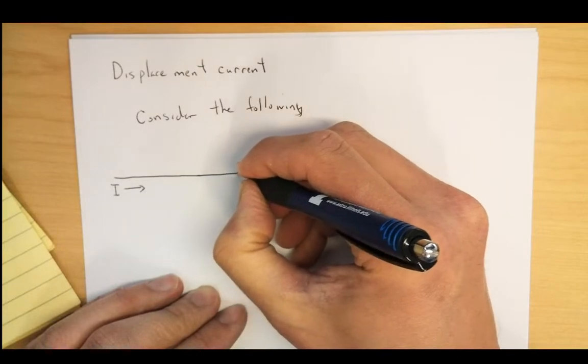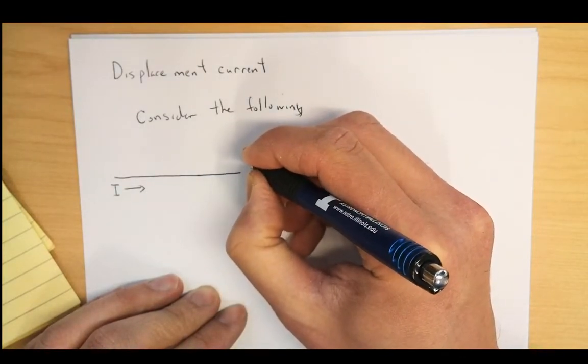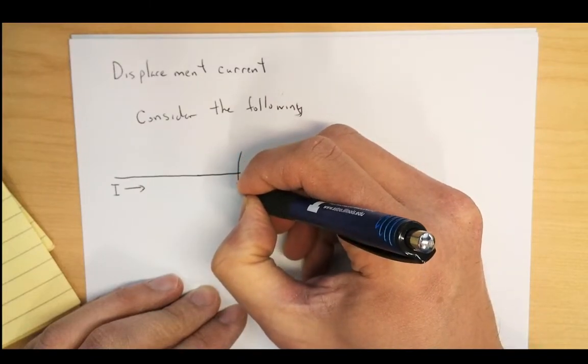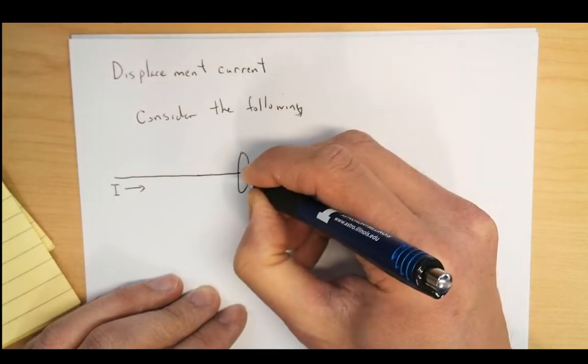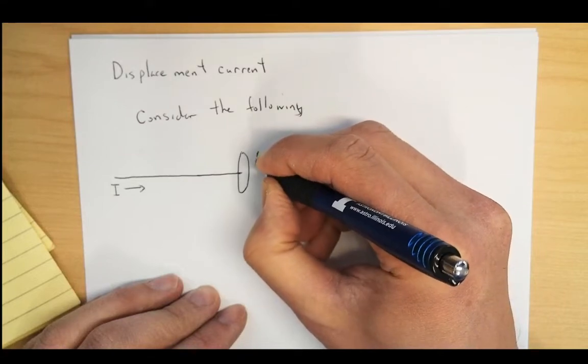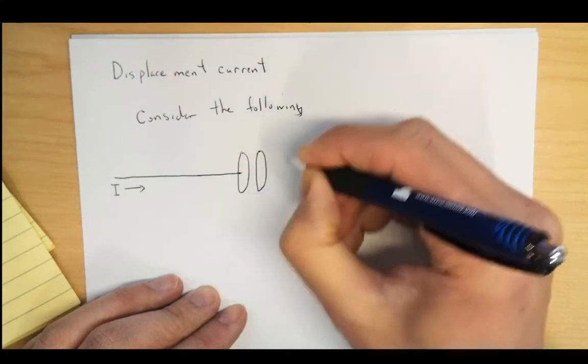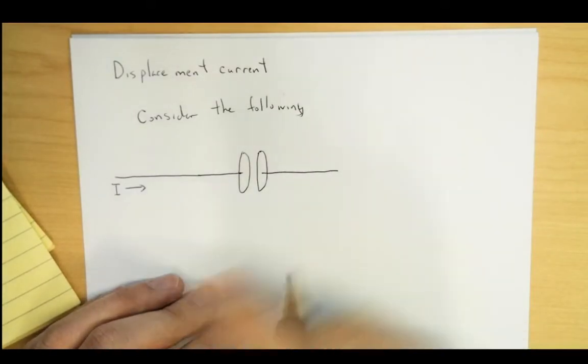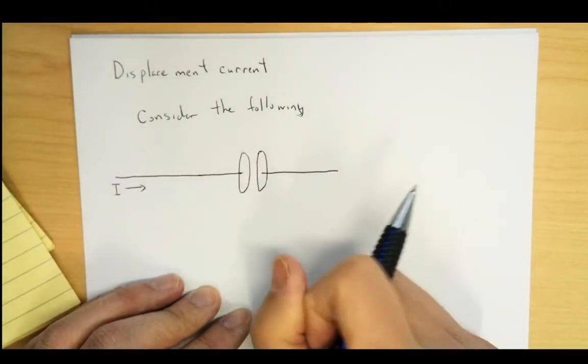And far, far away, I'm going to put a parallel plate capacitor. So I'm going to basically draw a parallel plate. This is a circular parallel plate. It doesn't really matter, actually, for the purpose of this discussion. Parallel plate capacitor. And then this current just keeps going on. Okay, so I'm pumping some current in this direction.